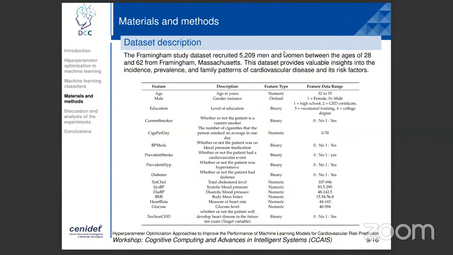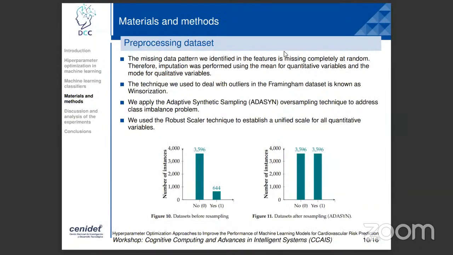The dataset we use was Framingham, which predicts if the patient will develop heart disease in the next 10 years. It contains 7 binary attributes, 8 numeric, and 1 ordinal between demographic, medical records, and lifestyle data. We identify missing values completely at random, which we impute using the mean for quantitative attributes and the mode for qualitative ones. We treat the outliers by applying winsorization, and for the imbalance problem, we use ADASYN.